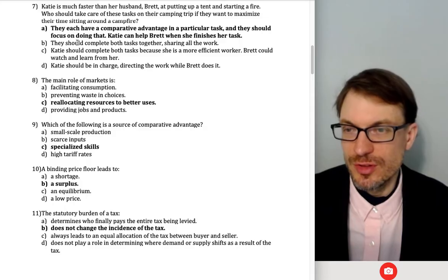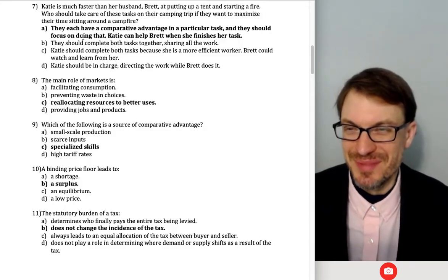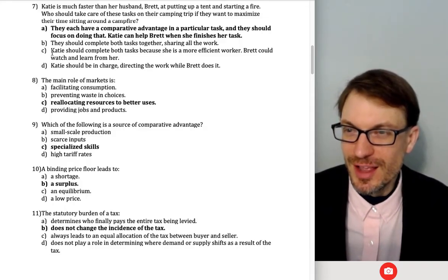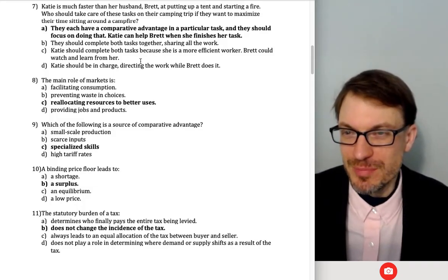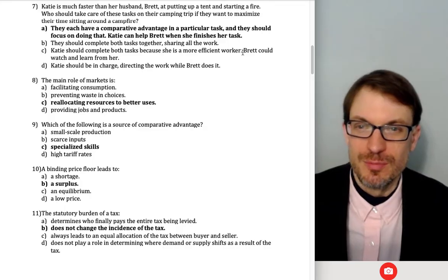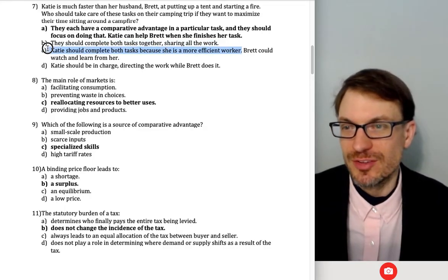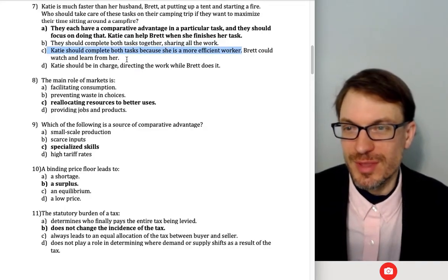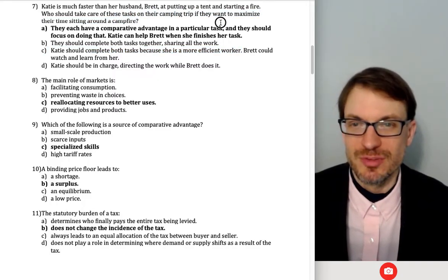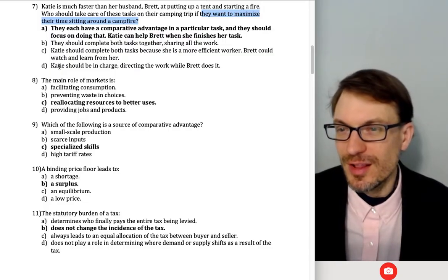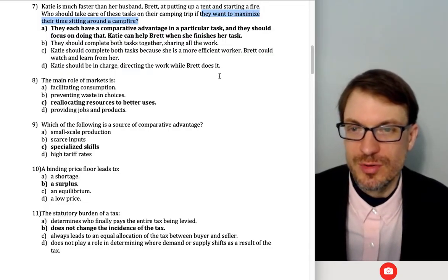No, that's super inefficient. Though maybe that's beneficial for the relationship. Who knows? Or not. Katie should complete both tasks because Katie is the most efficient worker. This is absolute advantage. Brett could watch and learn from Katie, probably, but that's not going to maximize time sitting around the campfire, right? Katie should be in charge, directing the work while Brett does it.